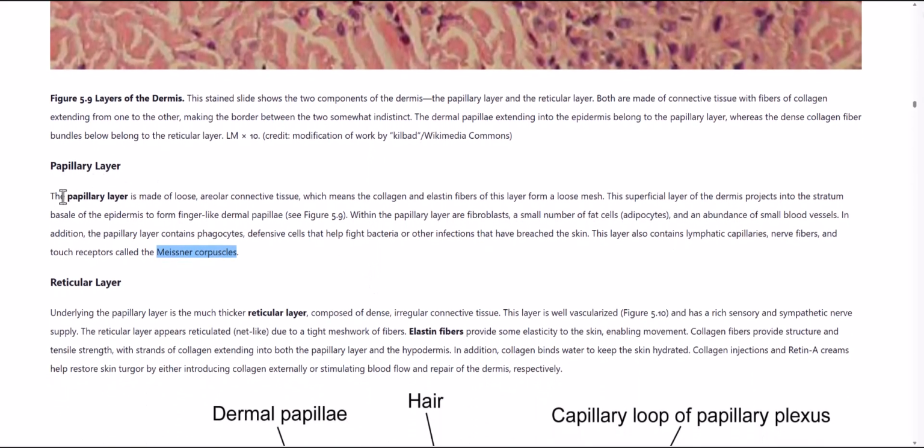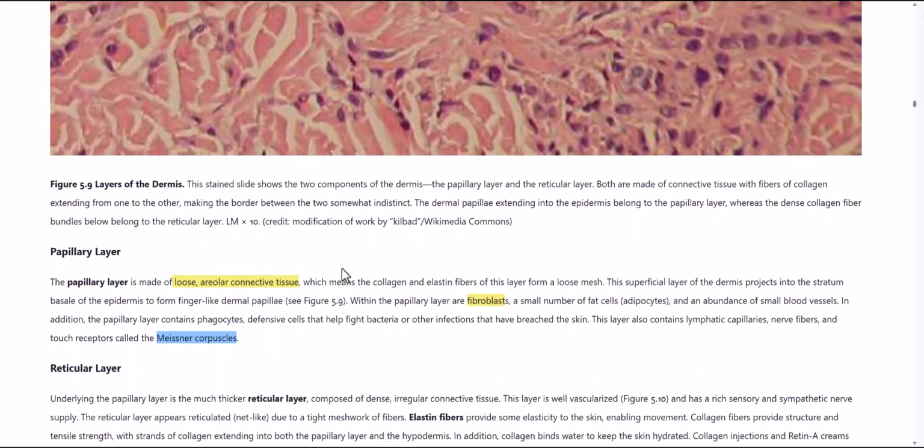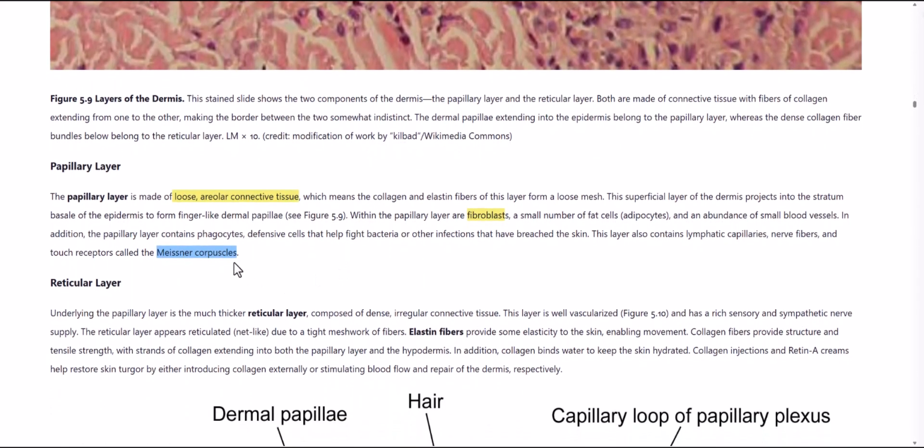So again, the papillary layer, the more superficial layer, with that loose areolar connective tissue. And fibroblasts, we're not surprised to see fibroblasts here. And a little bit of fat, a few little blood vessels, and also in this papillary layer, there is one sort of nerve ending called the Meissner corpuscles. And in this picture, well, actually, it's coming down in a moment. We're going to see those Meissner corpuscles.